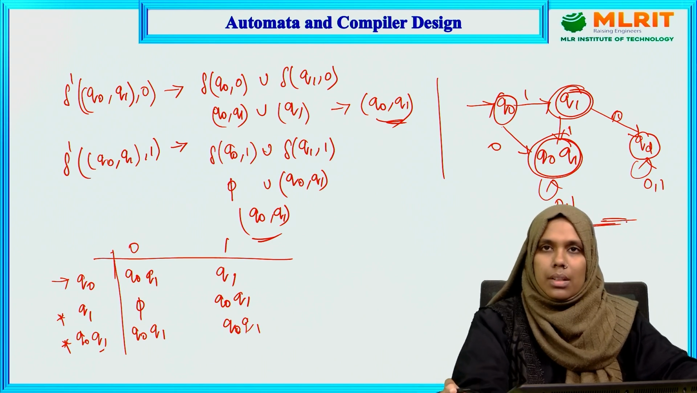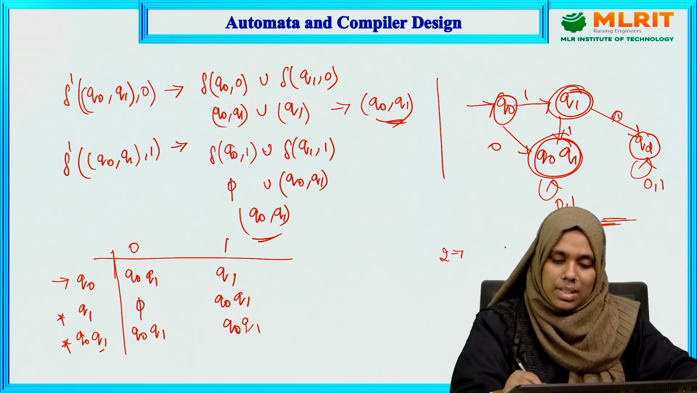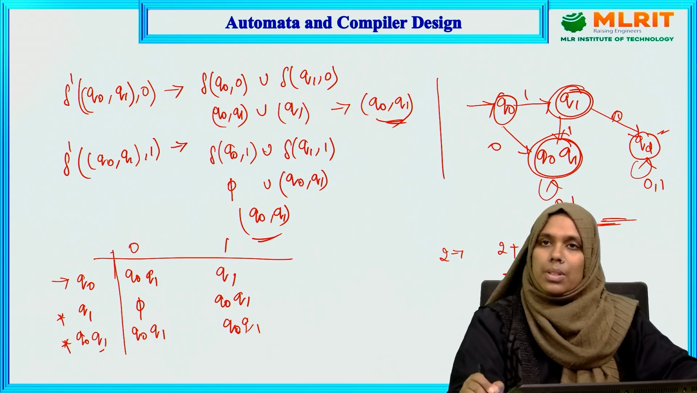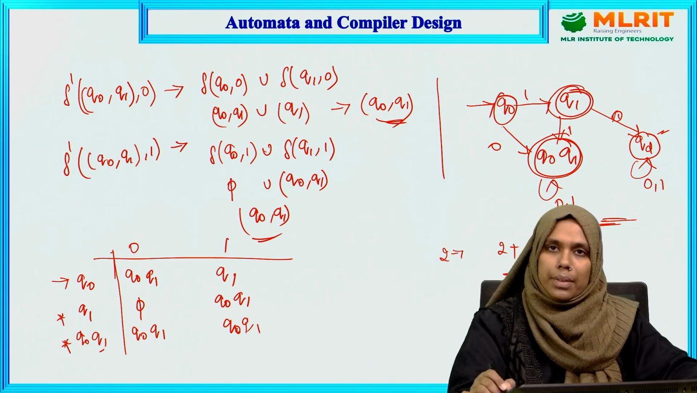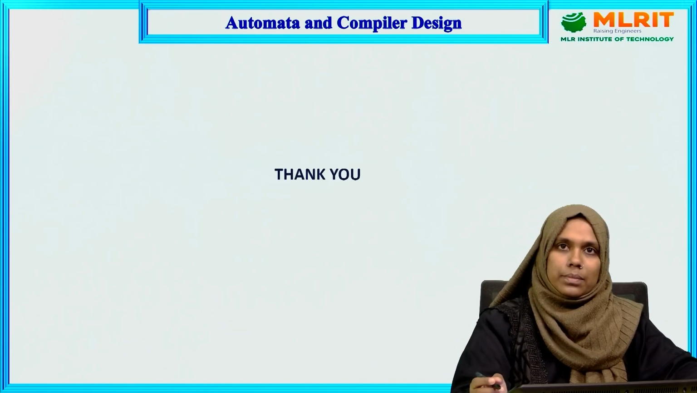So this is the final output. How many states were there? In the question we got 2 states. But how many states did we get as output? That is 2 plus 2, that means 4 states, including the dead state. So this is the conversion of NFA to DFA. Hope you understand the problem. Thank you.